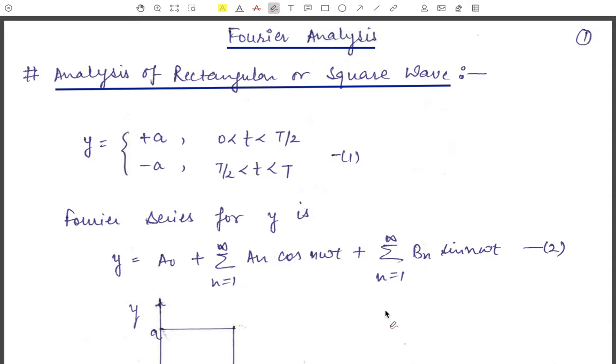In our series of Fourier analysis, our next article is the analysis of rectangular or square wave.